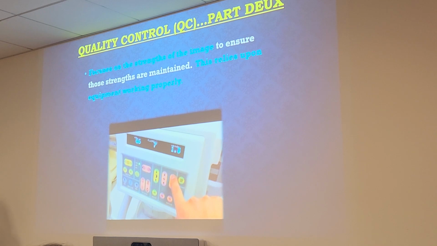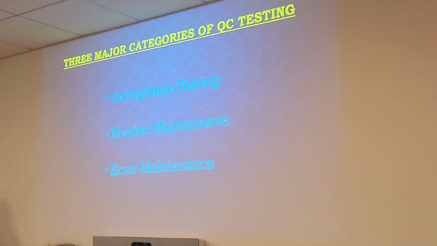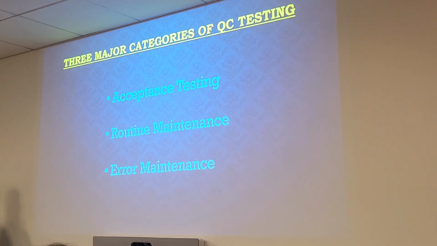So any questions on those two slides? All right, so what's three in blue? Yep. So the three major categories of QC testing: acceptance testing, routine maintenance, and error maintenance.